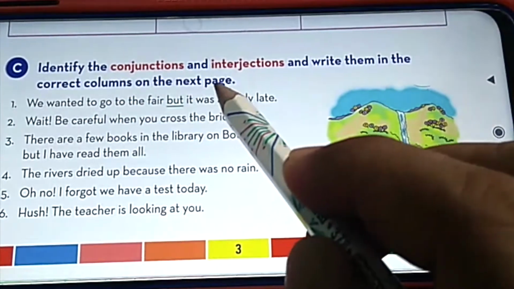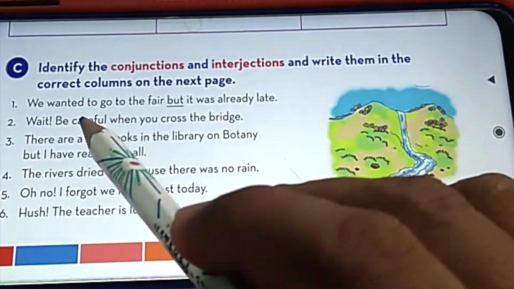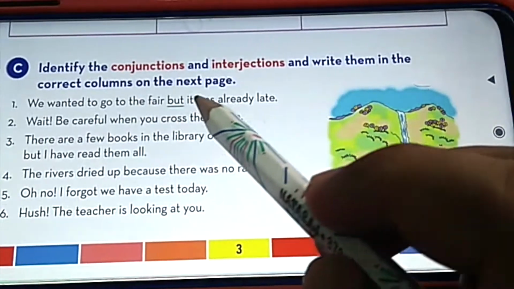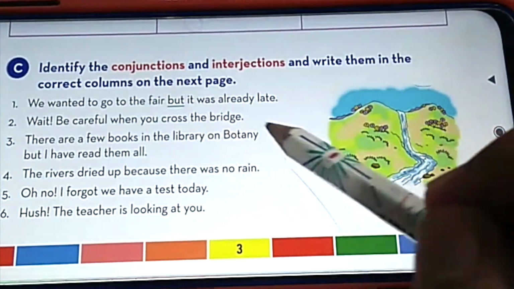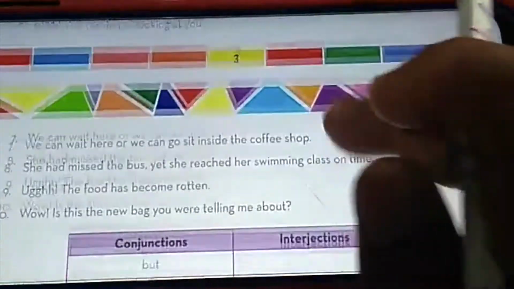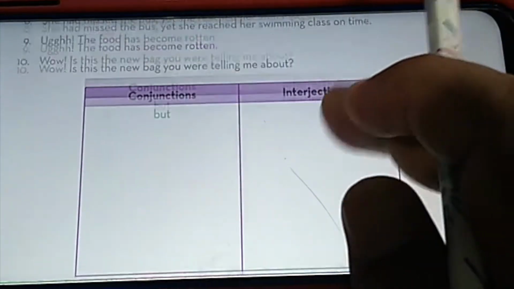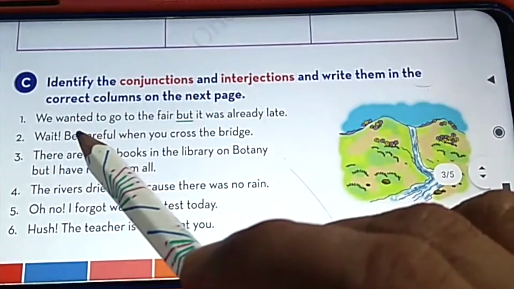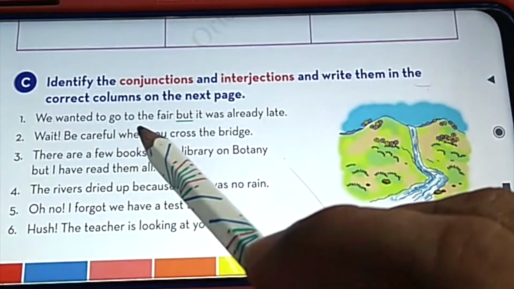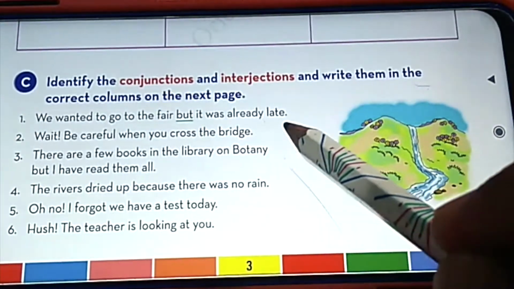Identify the conjunction and interjection and write them in their correct columns on the next page. Here, in these sentences, conjunctions and interjections are given, and you have to write them in their columns. Similar questions. So the first one is already made.